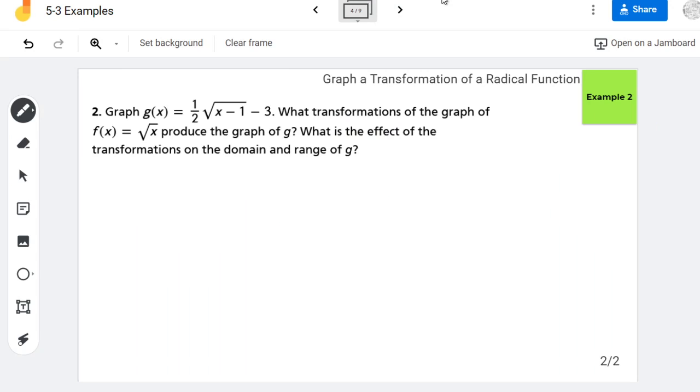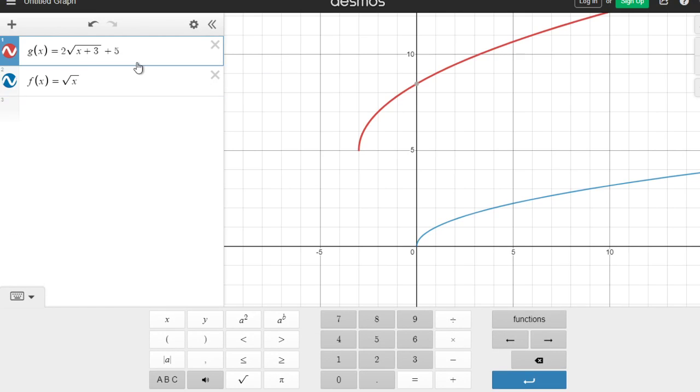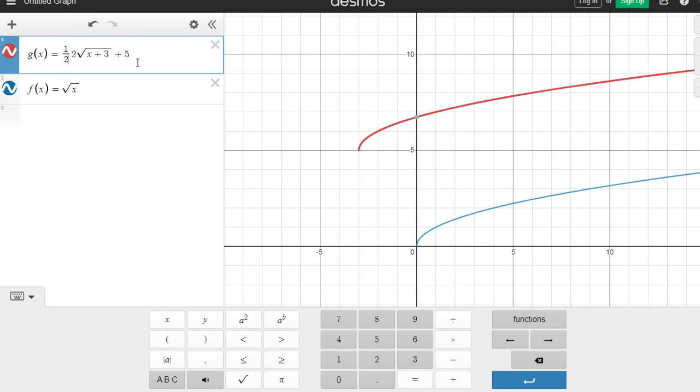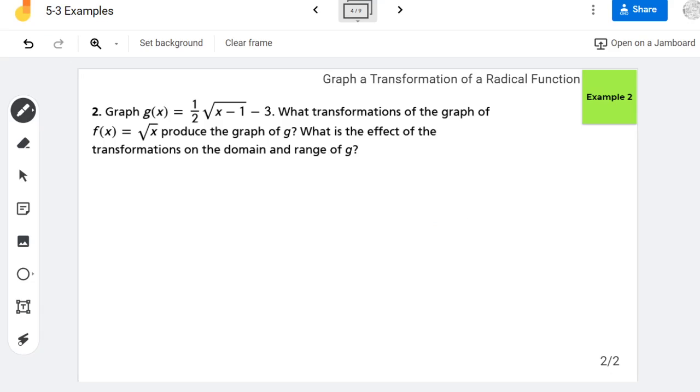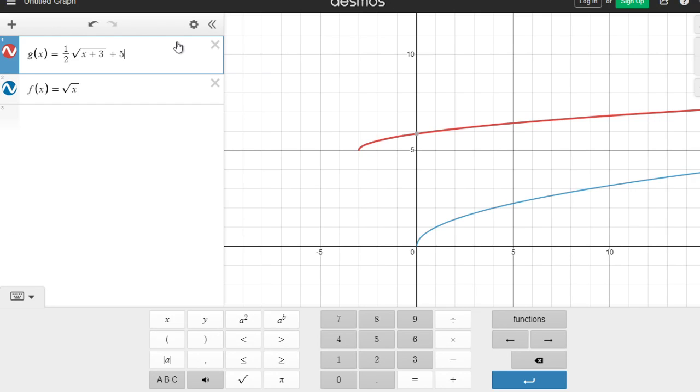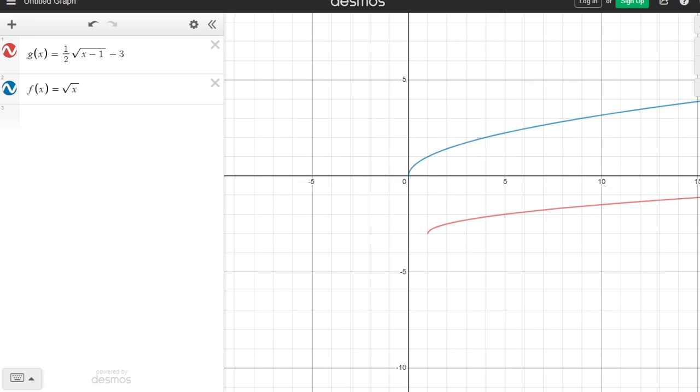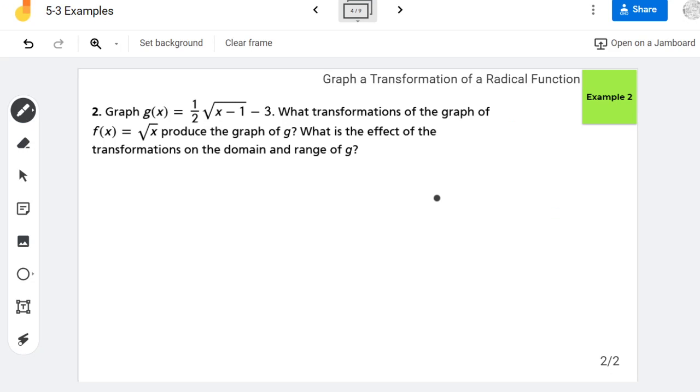Alright, so now we're changing up functions. We're going to change our a to 1/2, and then we have x minus 1, x minus 3. Alright, so there is our new graph in red. Taking a screen cap of it so that we can talk about it.